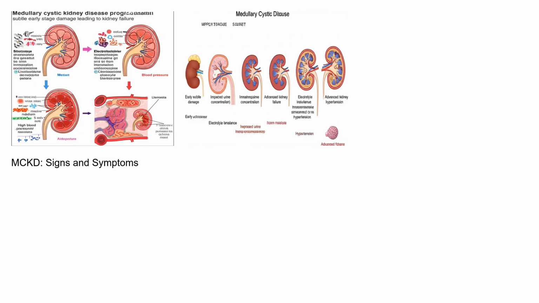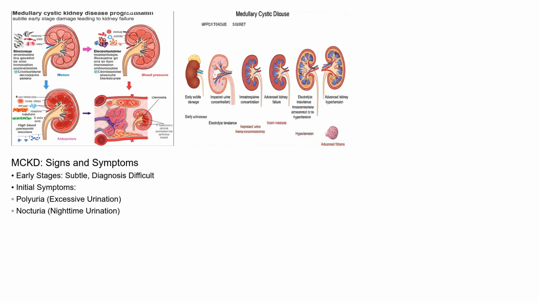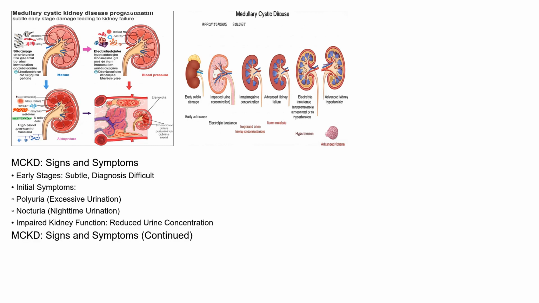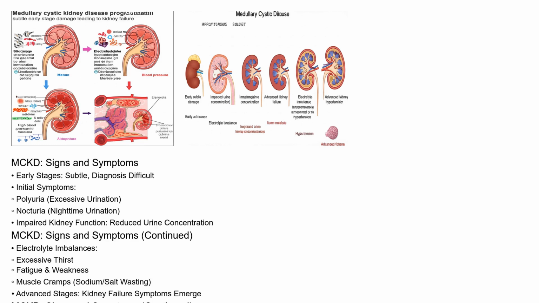The signs and symptoms of MCKD can be subtle in the early stages, often making diagnosis difficult. Common initial symptoms include polyuria, or excessive urination, particularly at night, known as nocturia. This is due to the kidney's impaired ability to concentrate urine. Patients may also experience excessive thirst, fatigue, weakness, and muscle cramps, which result from electrolyte imbalances caused by sodium and salt wasting. As the disease progresses, symptoms of kidney failure may emerge, such as swelling in the legs and ankles, nausea, loss of appetite, and eventually high blood pressure.